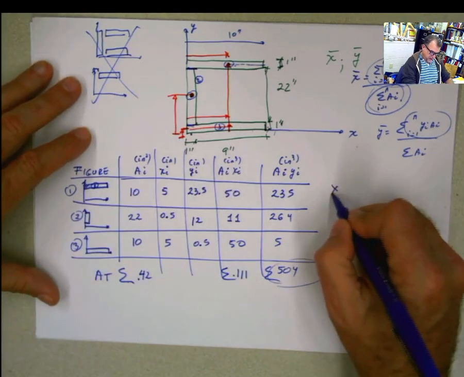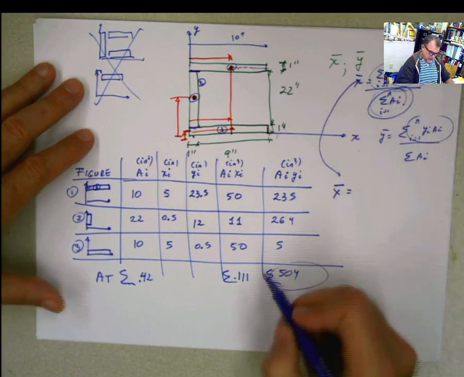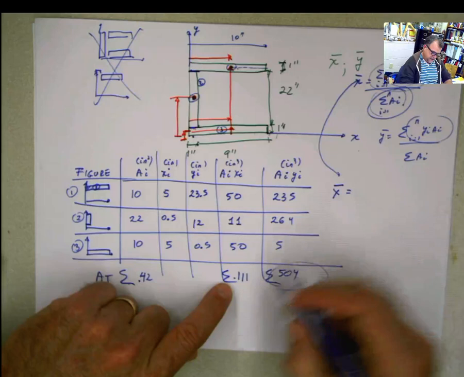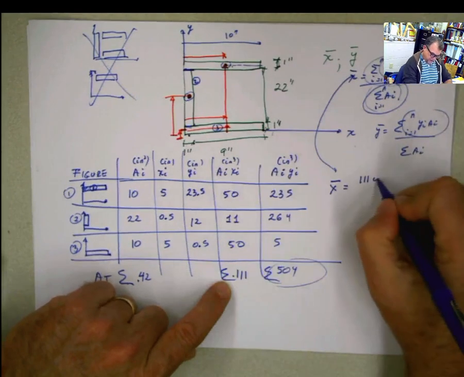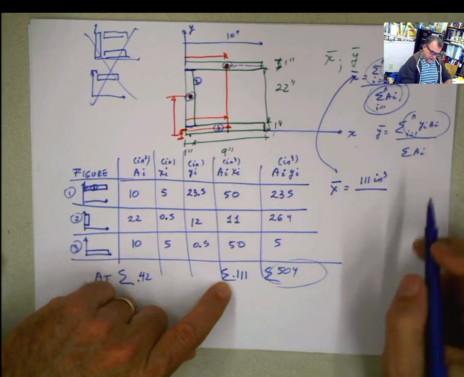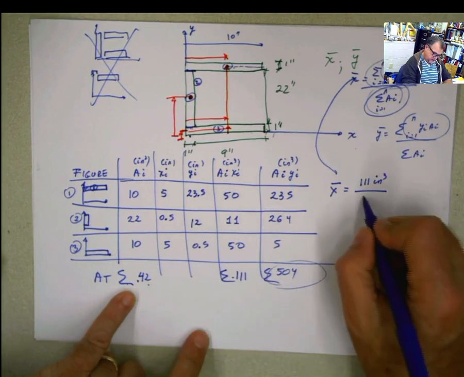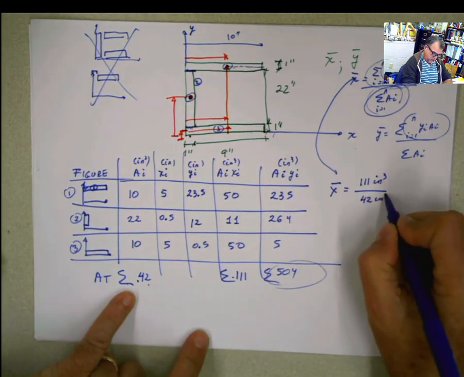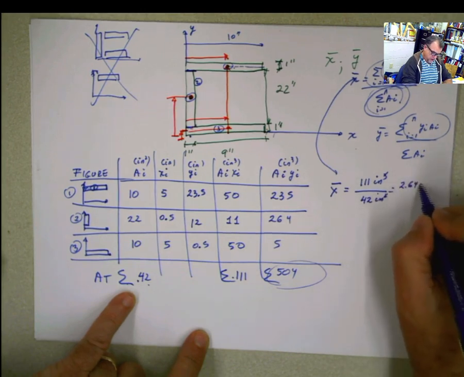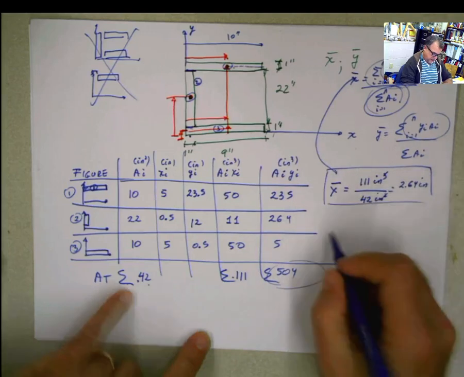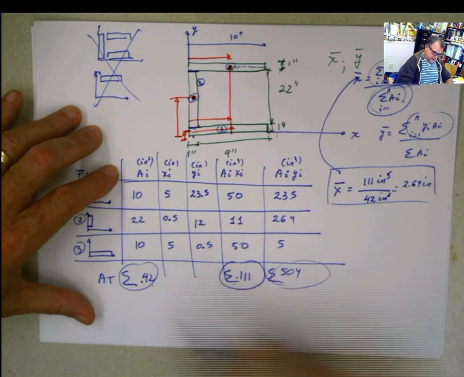In summary, X bar is going to be this formula, right? Summation of XiAi is this one, 111 cubic inches, divided by the summation of the areas, which is the total area, which is this one, 42 inches squared. This and this cancel out, and you have a value of 2.64 inches. That's my value for X bar. So you get this one and this one, and divide this by this.